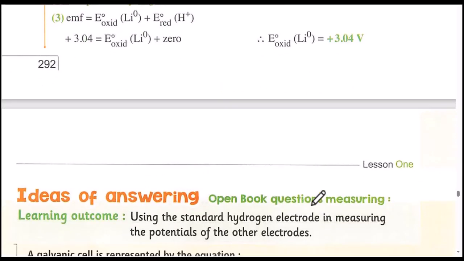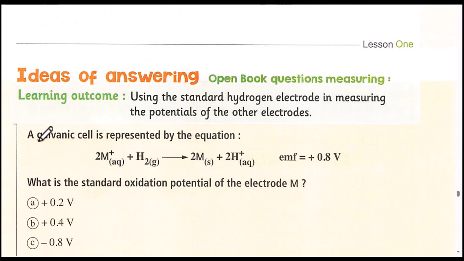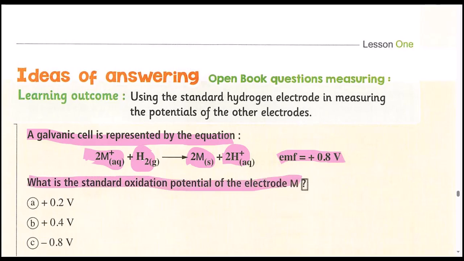Another question. Look here, a galvanic cell represented by the equation 2M positive aqueous with hydrogen gives 2M0 solid with 2 hydrogen ions. The electromotive force of this process equals positive 0.8 volt. So what is the standard oxidation potential of the electrode M?